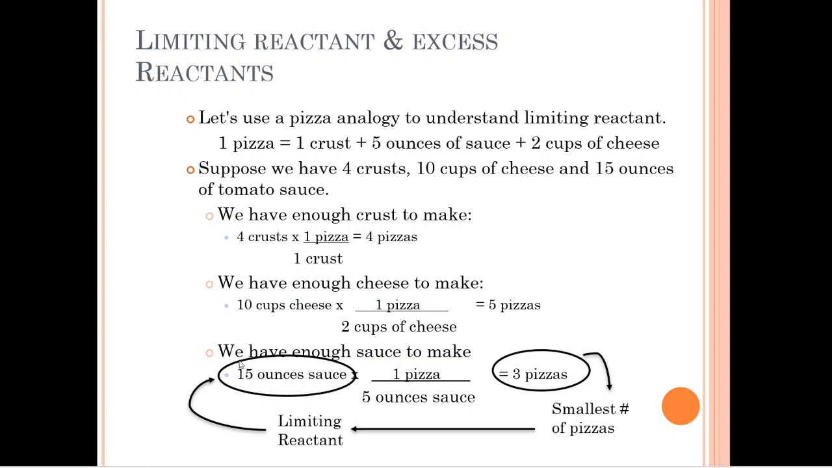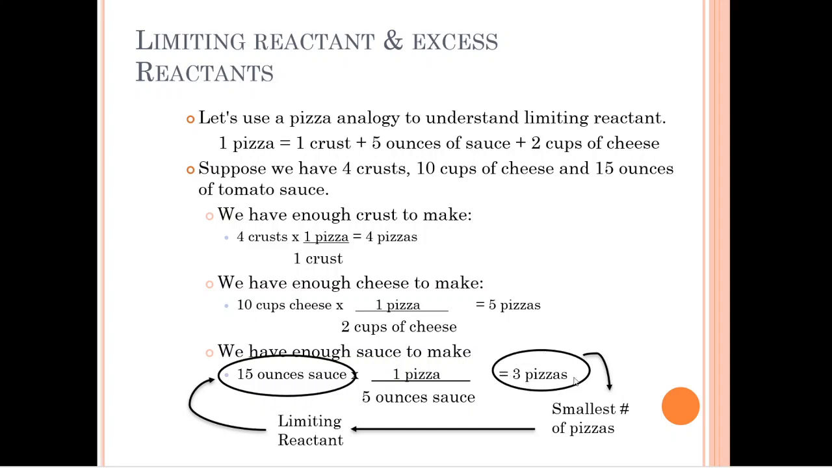How about the sauce? We also need to check the sauce. We have 15 ounces of sauce, and from our balanced equation, we need 5 ounces of sauce to make 1 pizza. See the units cancel. So 15 divided by 5 means we can only make 3 pizzas with our sauce. So the crust could make 4, the cheese could make 5, and the sauce can make 3.